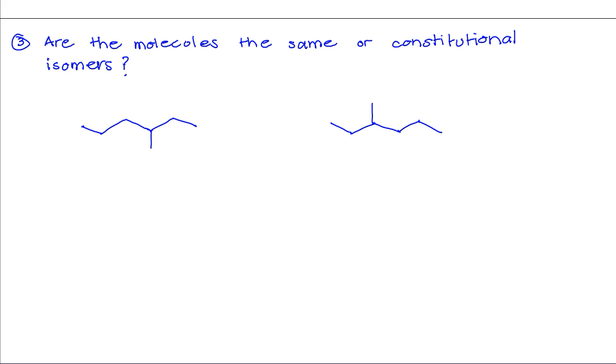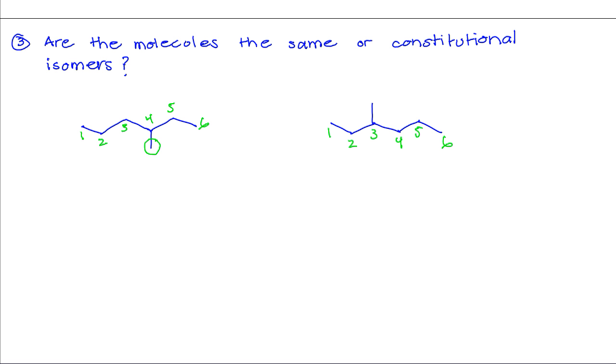So here we have 1, 2, 3, 4, 5, 6 as our long chain. And then we have this CH3 on carbon 4. Let's do the same thing with the other molecule and see if we have the same thing. So 1, 2, 3, 4, 5, 6. So the length of the chain is the same.